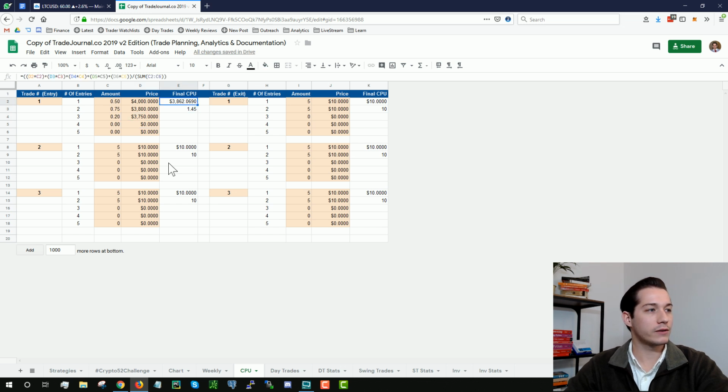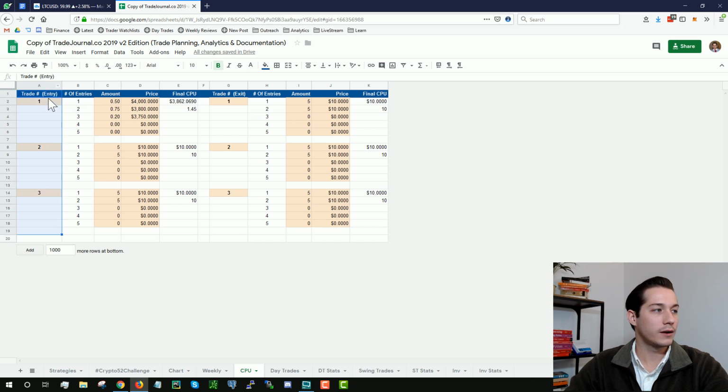So now we have our average price and our total buy-in amount, and this is something really simple and easy that you can do to make everything a bit easier for you. I left these columns here for entries, so these are all the entries, and these are for exits. So this is the entry of trade 1, and this is the exit for trade 1.